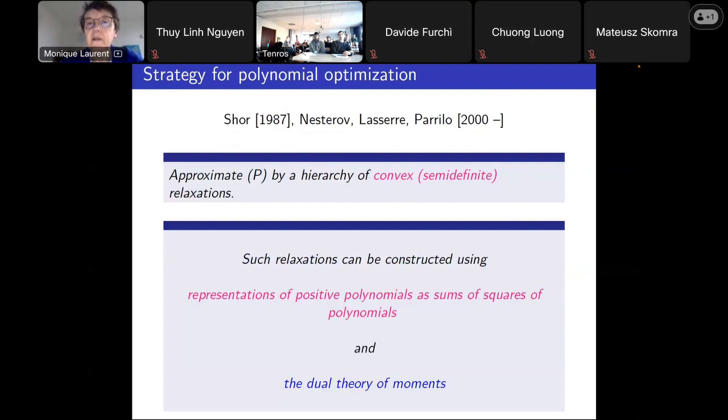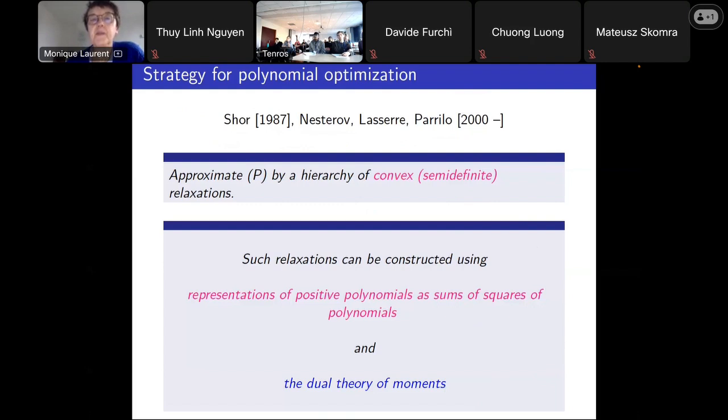So then the common approach is to try to approximate this hard problem by designing easier relaxations for it. We are going to design a hierarchy of convex, in fact semi-definite, relaxations for it. And the crucial point is that these relaxations are constructed using sums of squares of polynomials as a proxy for positive polynomials. This is on the primal side, and on the dual side, we will have the theory of moments, which we have already heard about several times in the preceding days, but I will redefine what I need for the lecture.